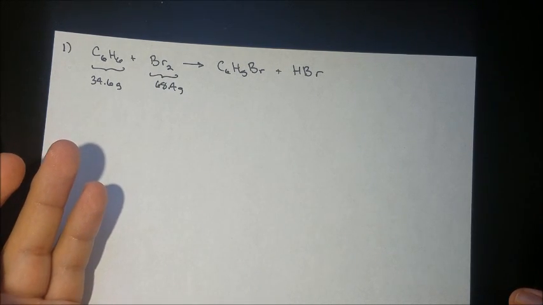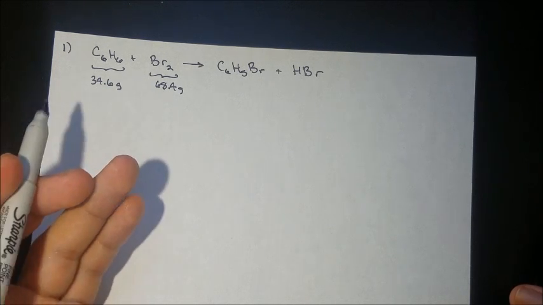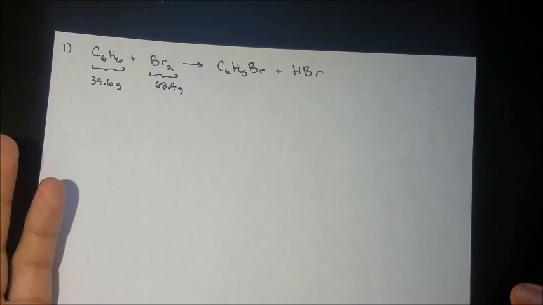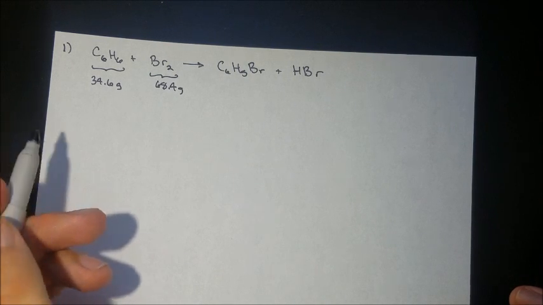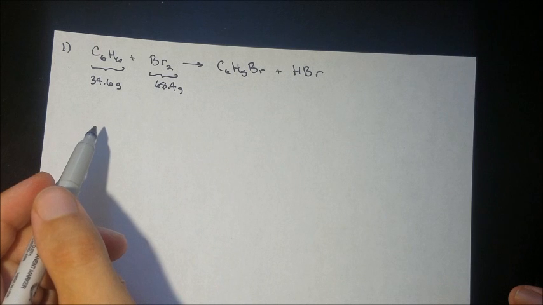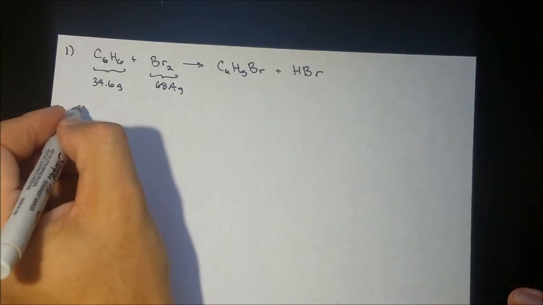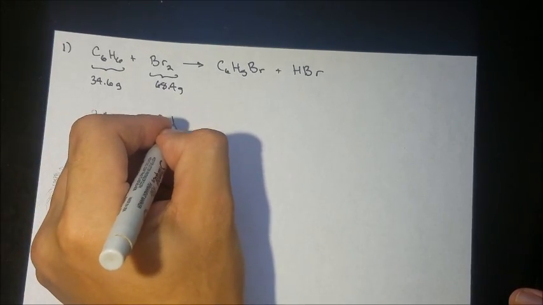So the first step to determining what the theoretical yield of bromobenzene is going to be is to determine which of these we're going to run out of first. And that is called the limiting reactant or the limiting reagent. Those both mean the same thing. So let's go ahead first of all and determine which of these two is going to be our limiting reactant. I'm going to go ahead and start with benzene. So I've got 34.6 grams of benzene.